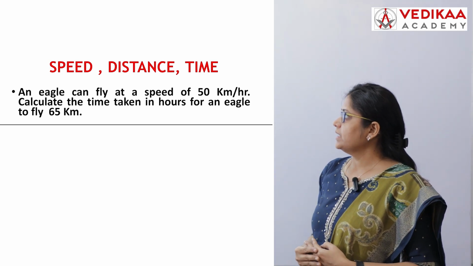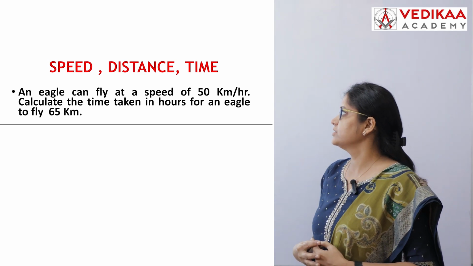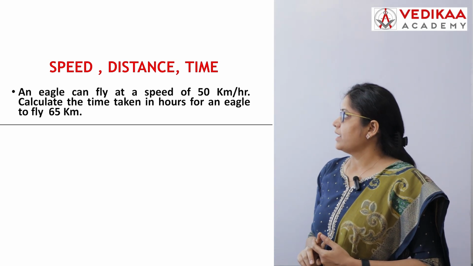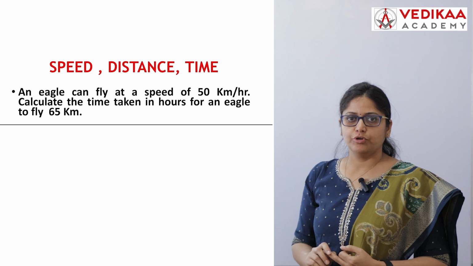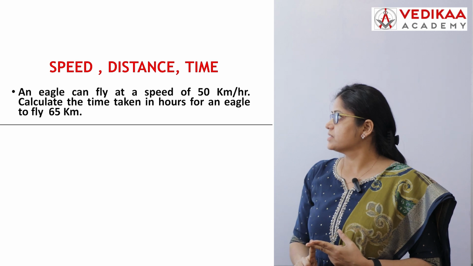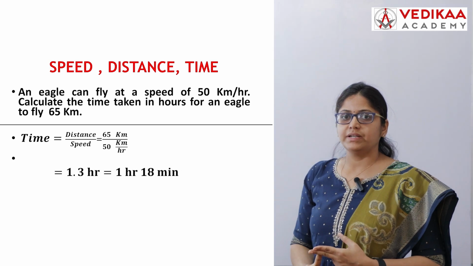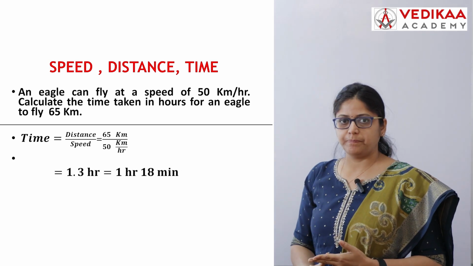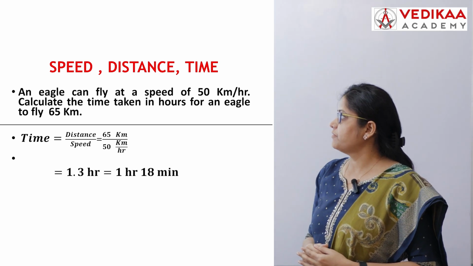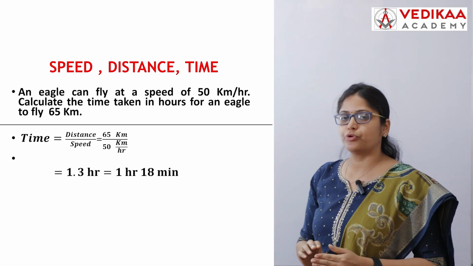The first one: an eagle can fly at a speed of 50 km per hour. The speed of the eagle is given to you. Calculate the time taken in hours for an eagle to fly 65 km. Now, what are the quantities which are given here? First one is the speed and second one is the distance, and time is required to calculate. So, we know that time is equal to distance upon speed, right? So, 65 km is the numerator and 50 km per hour is the denominator. So, you can easily calculate it as 1.3 hours.